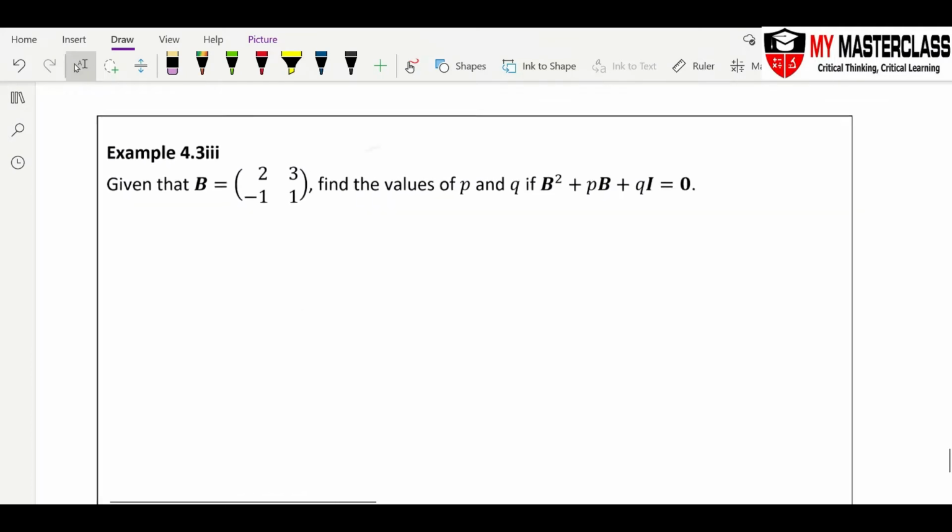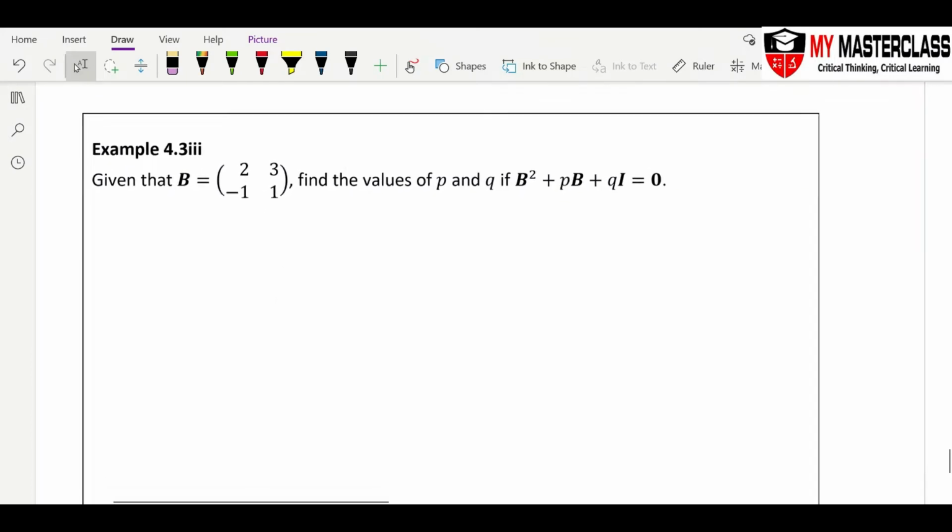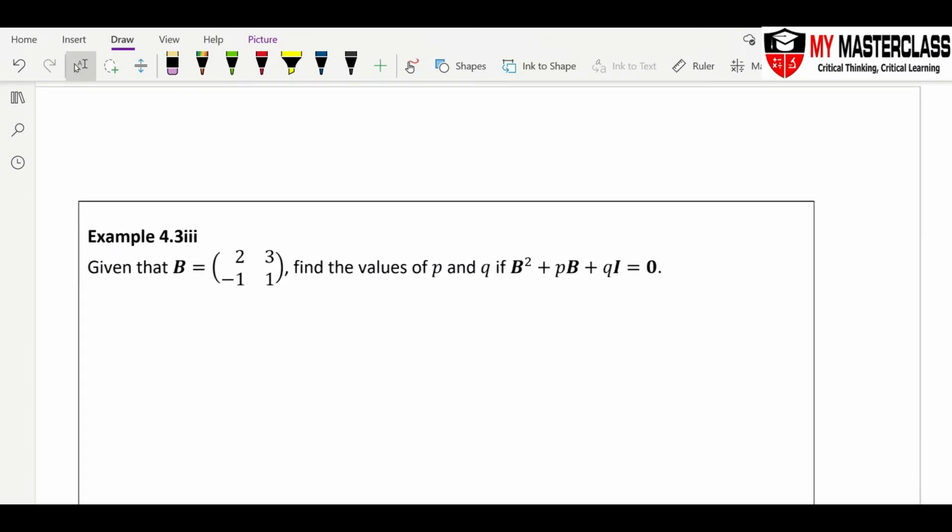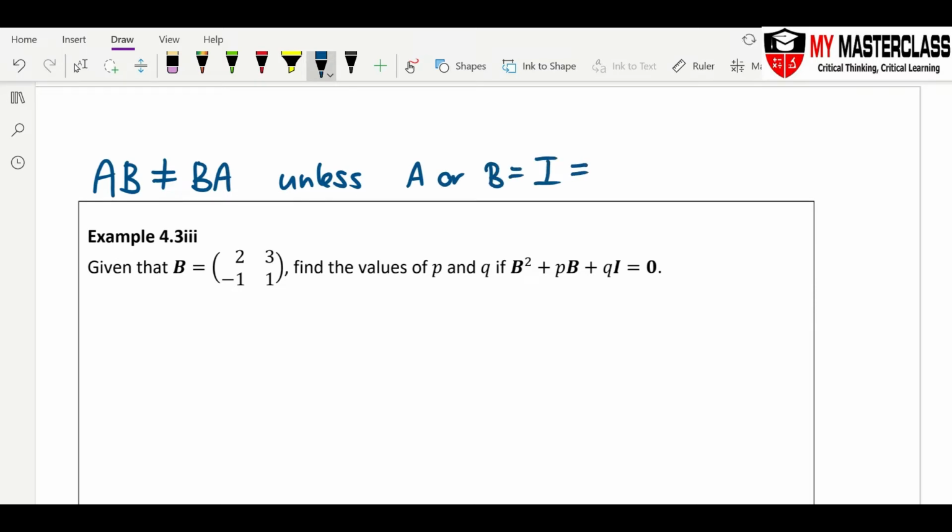Before we start, there are some properties of matrix multiplication that you should know. AB will never be equal to BA, unless either A or B is equal to I. Now what is I? I is the identity matrix.